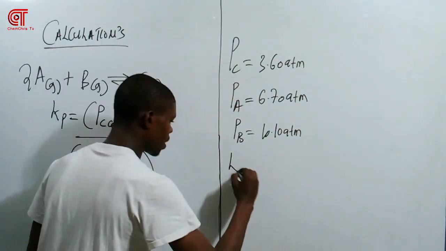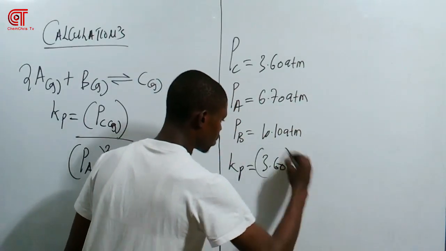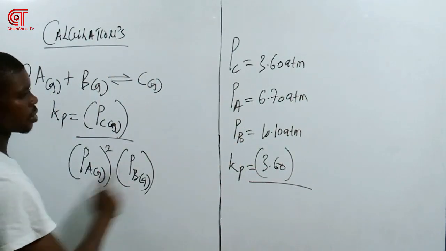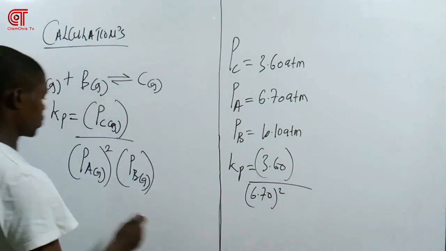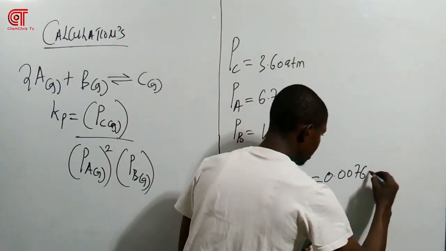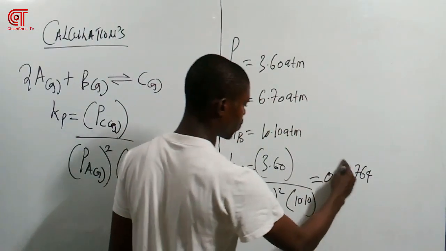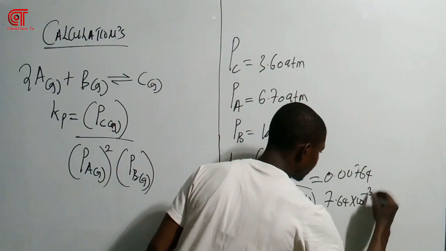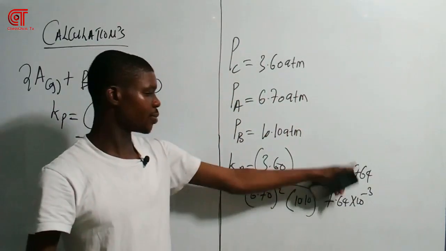So Kp equals, for C, 3.60 to the power 1, over, for A, we have 6.70 raised to 2, then for B, 10.10, which gives 0.00764. You get? You can either leave the answer like this, or you can express it in standard form: 7.64 times 10 to the minus 3. There's no specific unit for Kp, so you can leave it like this. So this can be the answer.